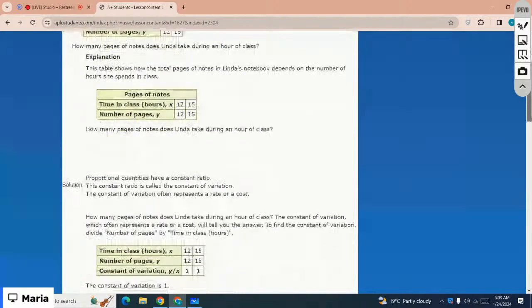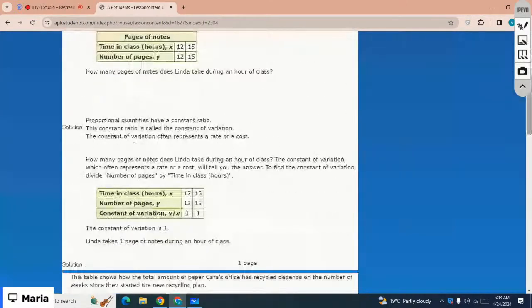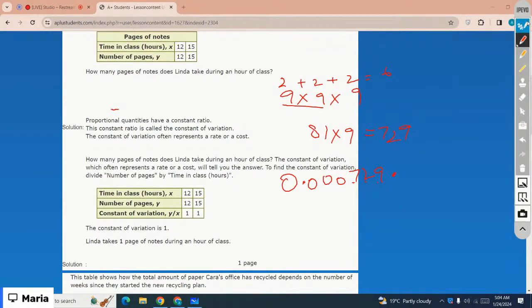Proportional quantities have a constant ratio. You have to find a ratio, right? The constant ratio is called the constant of variation. The constant of variation often represents the rate or a cost. How do we find the constant of proportionality? You have to divide y by x, right? Number of pages is y and the time she spent in class is x.